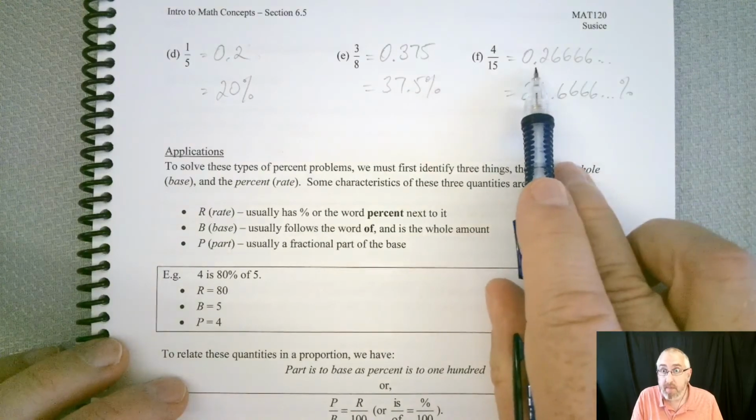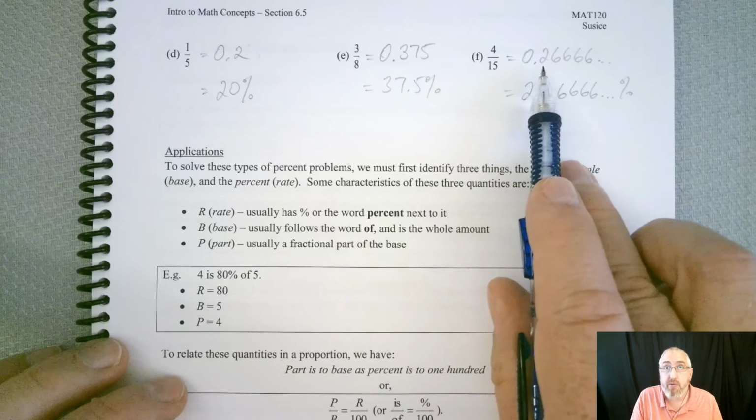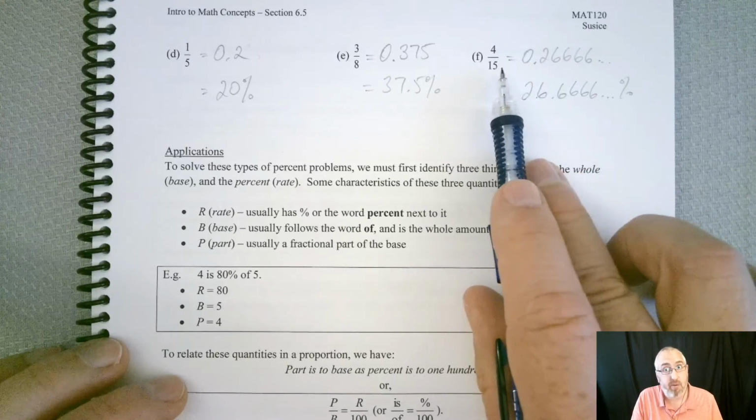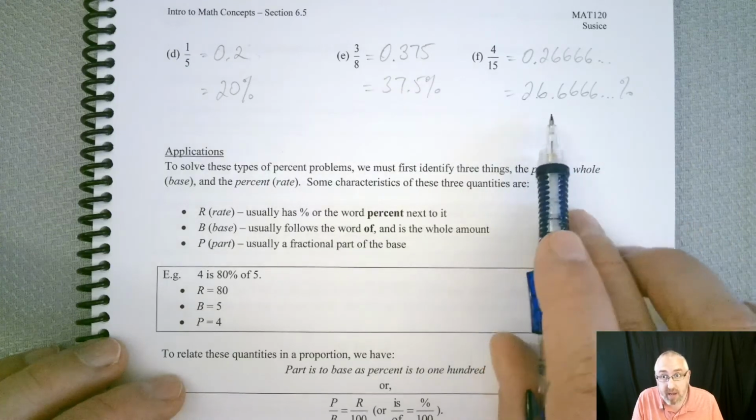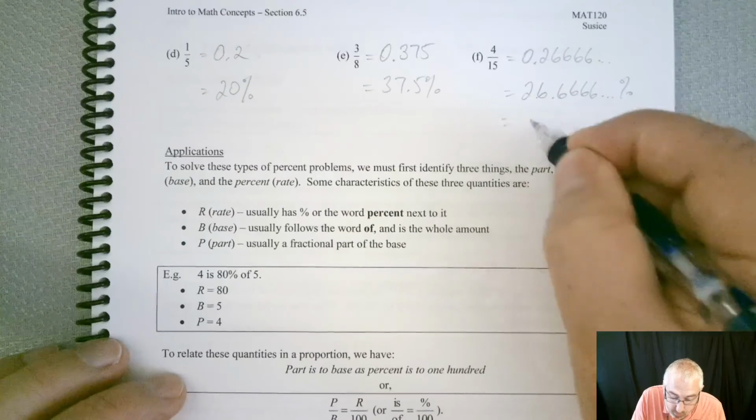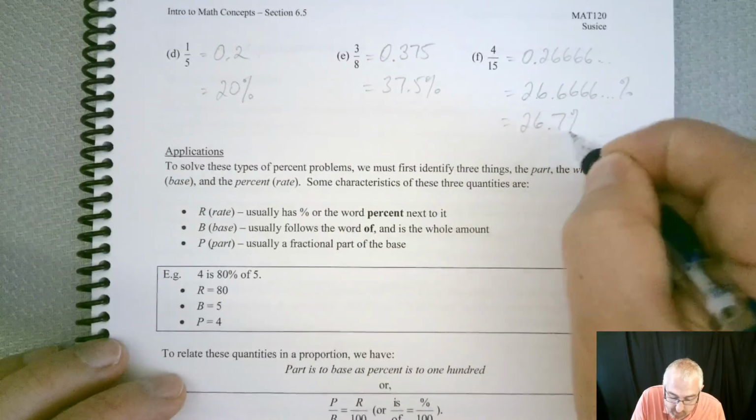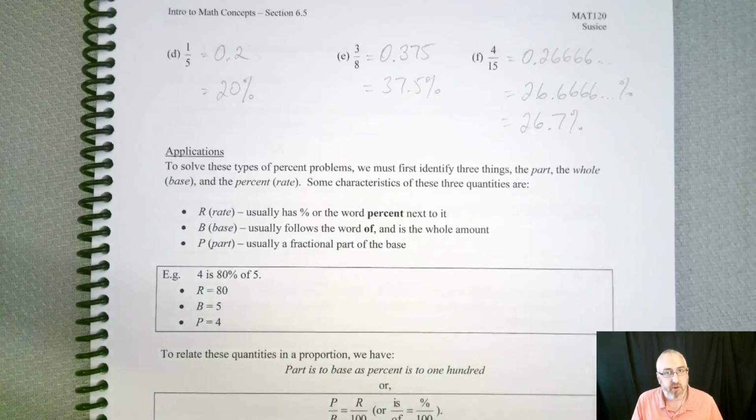So for example, if we were to round this to the nearest tenth, well, that's going to round it to a 0.3. So are we saying that this is equal to 30%? No. So you want to round it here to the nearest tenth. To the nearest tenth here would be 26.7%. So it does make a difference where you round in your process when you're doing these problems. So always round at the very, very end, and then you should be good.